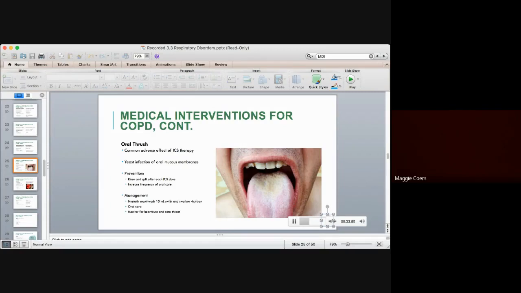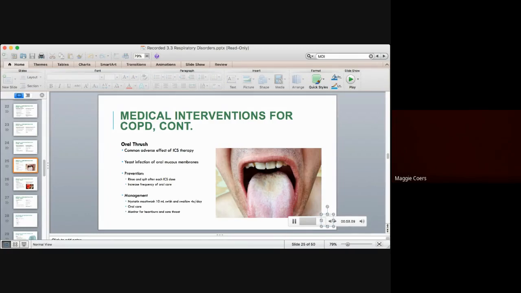So after the patient takes the steroid, it's really important that we instruct them to rinse and spit after each dose. If they swallow, then they can get esophageal thrush, which is really painful and very hard to treat. So it's important: swish and spit out water. Rinse their mouth and spit it out. And also increase frequency of oral care.